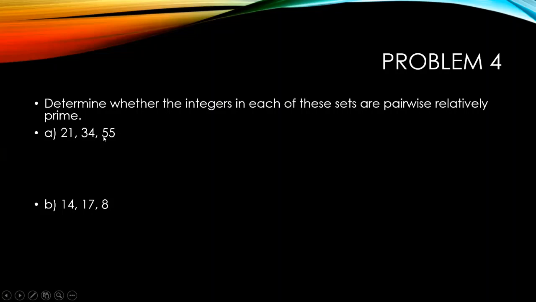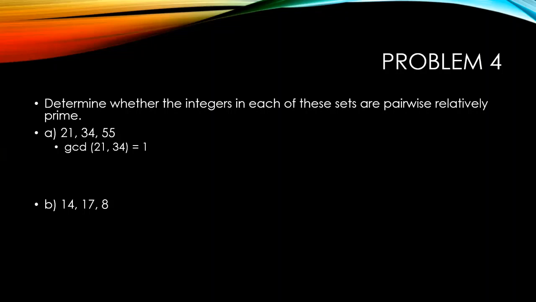If one of the pairs is not relatively prime, then the given is not pairwise relatively prime. But if all pairs are relatively prime, it means it is pairwise relatively prime. The given is pairwise relatively prime. So let's check for 21 and 34.